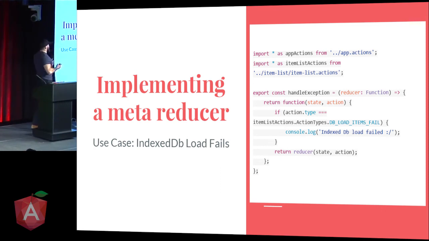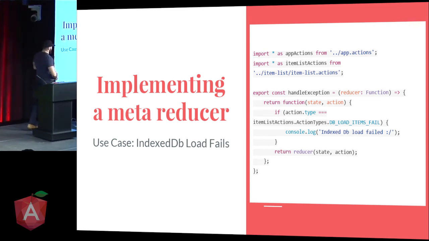Now that we know what effects do, I've limited the application here. For the sake of demoing how it works, I created an exception handler meta reducer that, when it sees that the action type DB load items fails for some reason, because IndexedDB didn't manage to give me my data as it was not responding or whatever, is just going to output a console log.